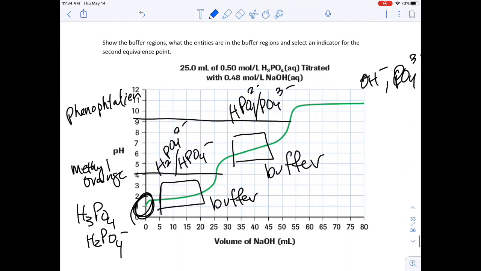So here's the breakdown of phosphoric acid, which is another polyprotic acid, and this time they're adding strong base to it. And we get that weird little tail. We get a buffer region, a buffer region. This is not a buffer region because it has hydroxides. We get an equivalence point and an equivalence point.